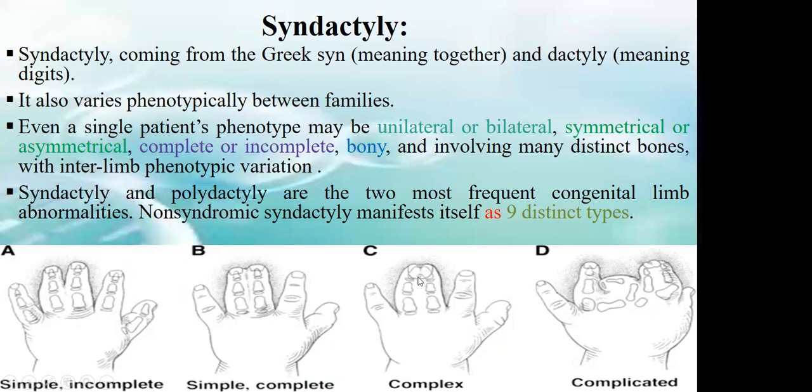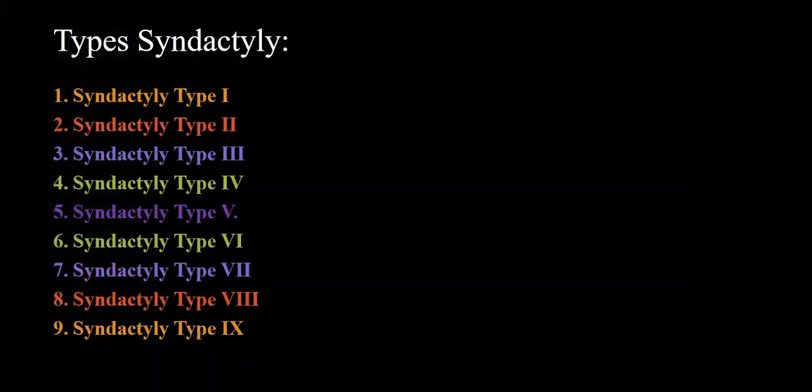Why is it complex? The bones of two fingers are combined. When the bones of two fingers are combined, the shape of the hand and the shape of the fingers will be changed. The most complicated form we can see in picture D, in which the bones are dislocated in an irregular manner. So syndactyly is classified into further 9 types.